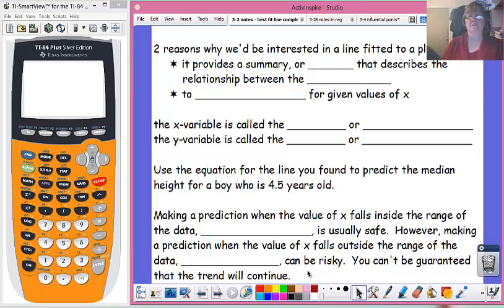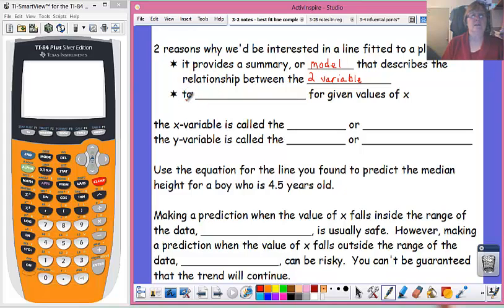There are a couple of reasons why we'd be interested in having a line that fits a scatter plot. Number one, it provides a summary or mathematical model, if you will, that describes the relationship between the 2 variables. In our case, that relationship was 2.76 times age plus 30.28 inches, which should give us the height of a boy between the ages, say, of 2 and 7, since that's what we used to generate our data.